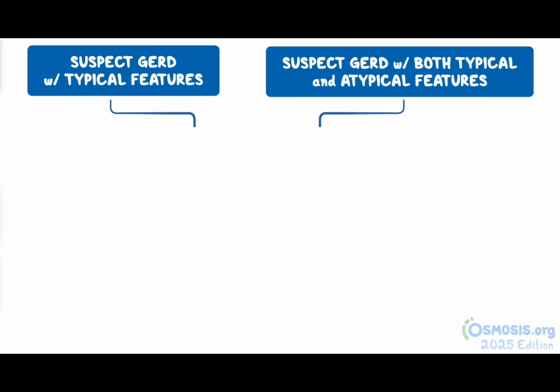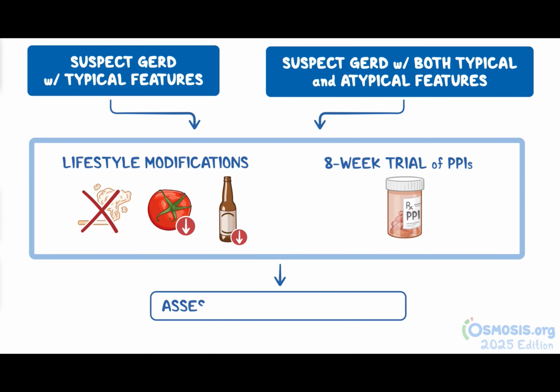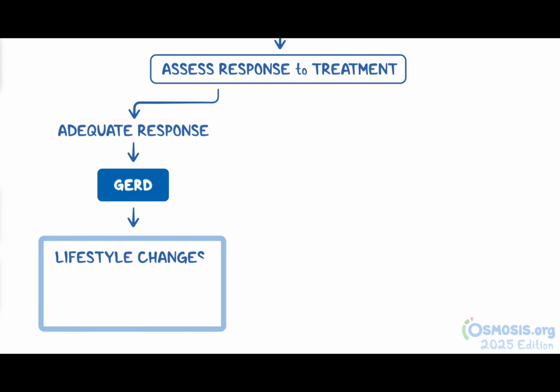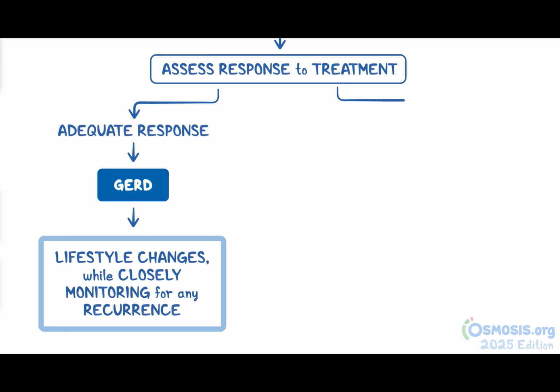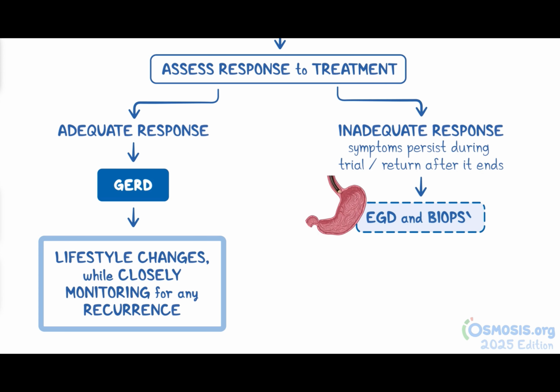In both groups, treatment starts with lifestyle modifications and an 8-week trial of PPIs. After 8 weeks, assess the patient's response to treatment. If symptoms show an adequate response, diagnose GERD and continue encouraging lifestyle changes while closely monitoring for any recurrence. On the other hand, if there's an inadequate response, or in other words, if symptoms persist during the trial or return after it ends, proceed with an EGD and biopsy.